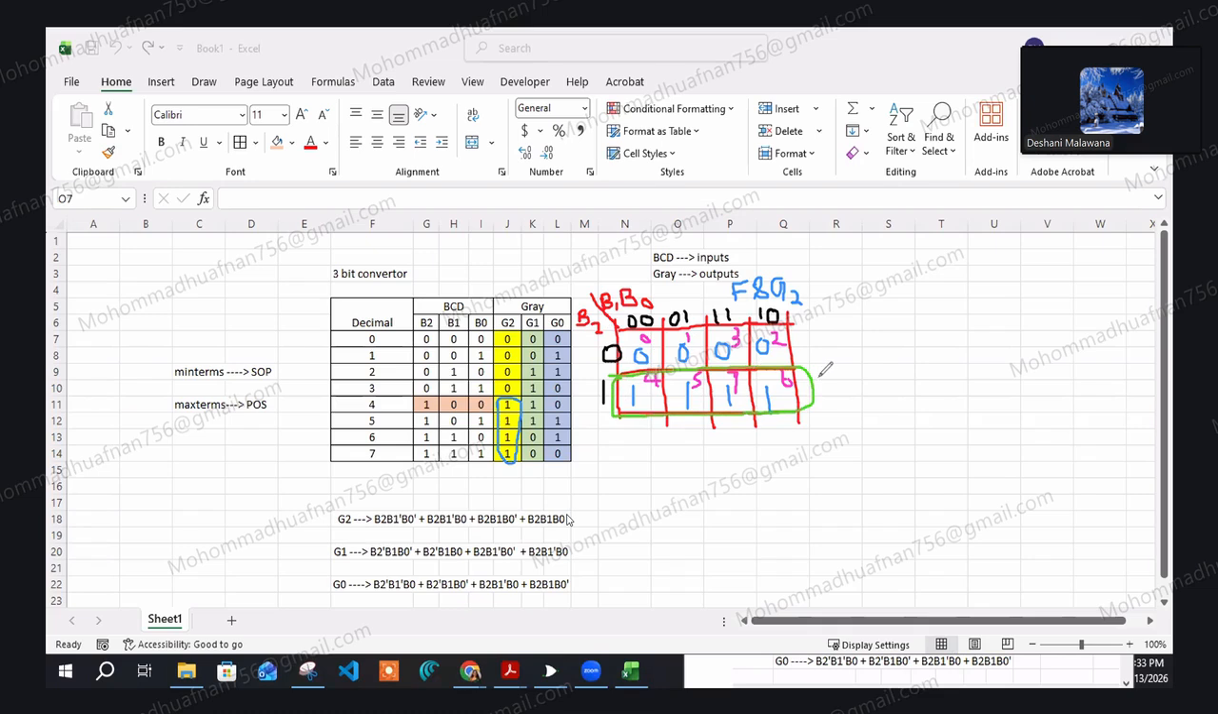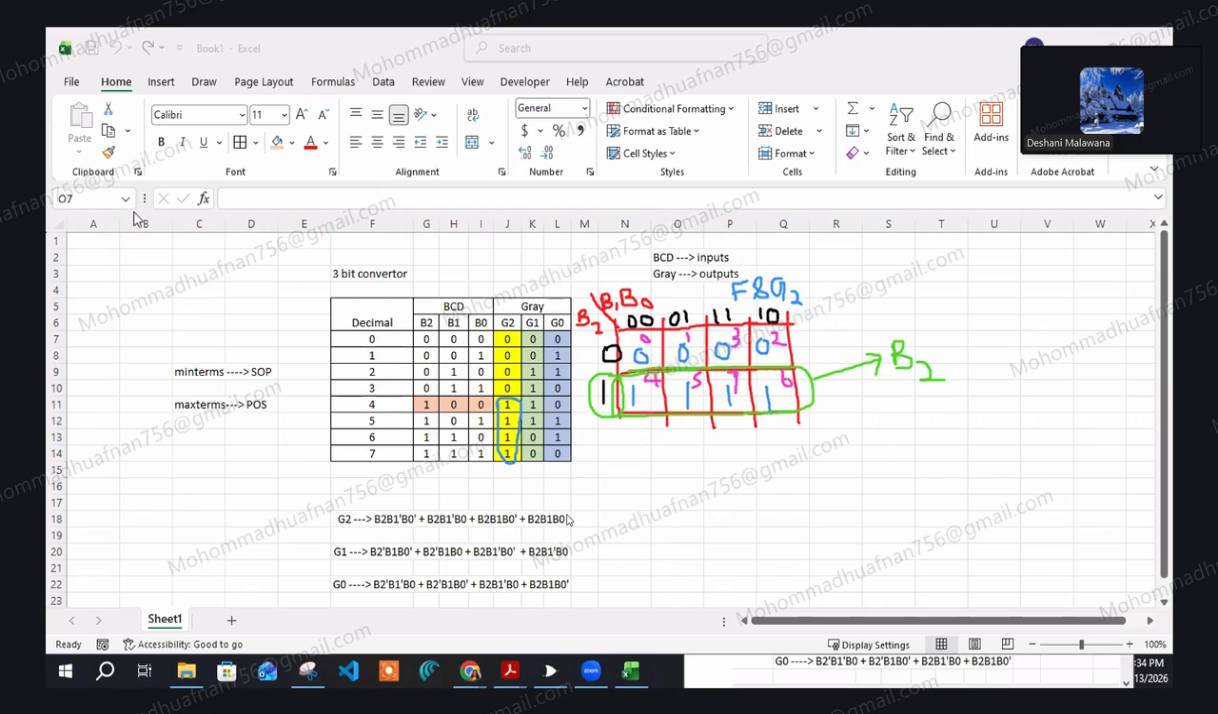I'm generating the equation through this one, considering this one. This side we can't consider, right? Because all are 1. But this side we can consider, right? So 0, 1. We are considering this one, and the equation is B2, not dashed, just B2. So through this G2, we are generating our output as B2. So the equation is B2 for G2.